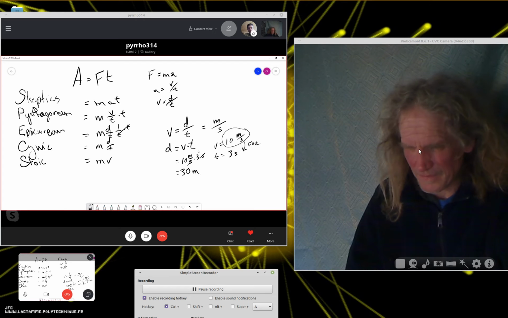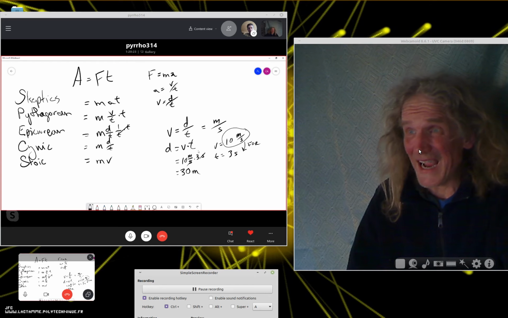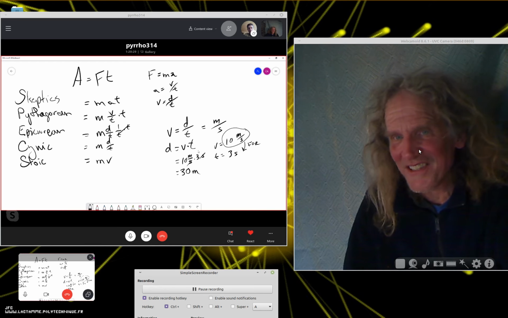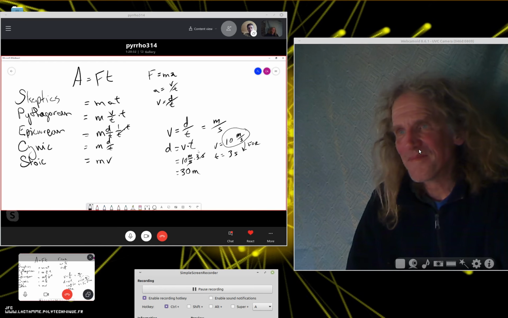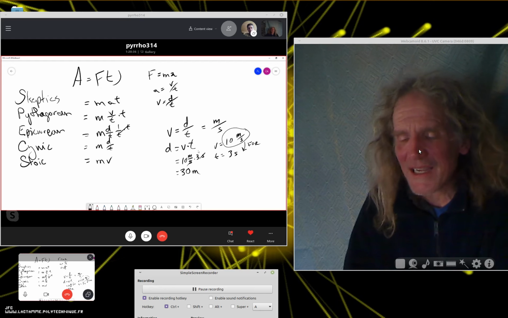I called it A for action. It's momentum, MV. Because M times A, that's F, so MAT, and then the A becomes V over T, the T's cross out, V is D over T. So you're going right back to what I said 40 minutes ago when I said exactly the same thing with the rocket ship example. So what I'm saying is compatible.